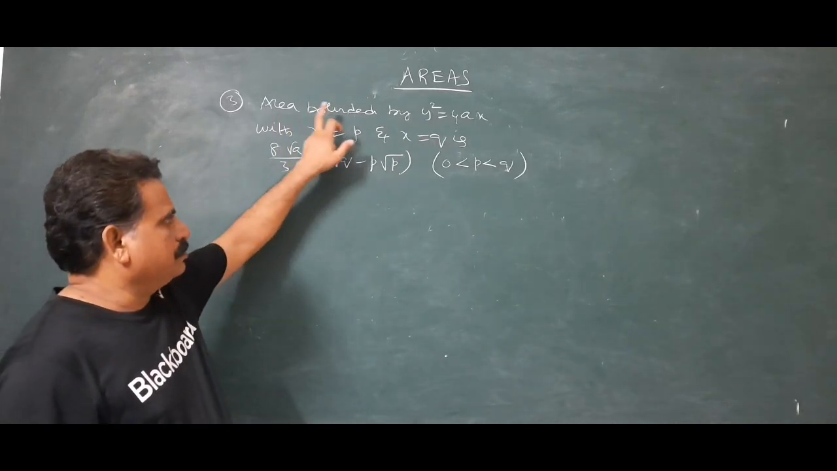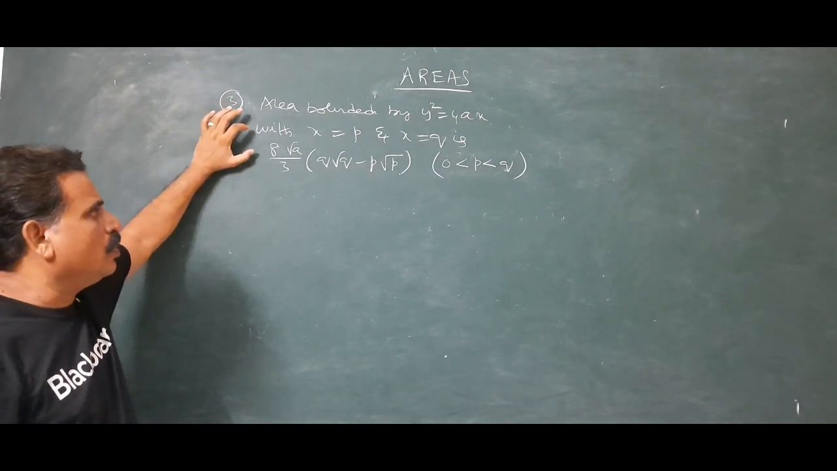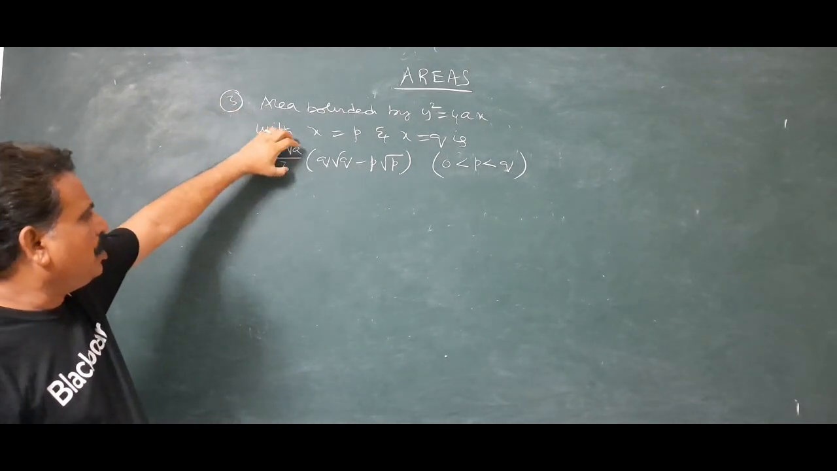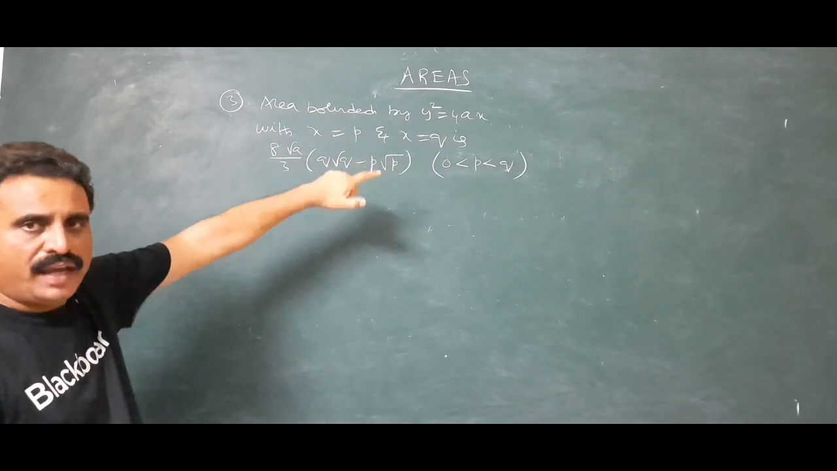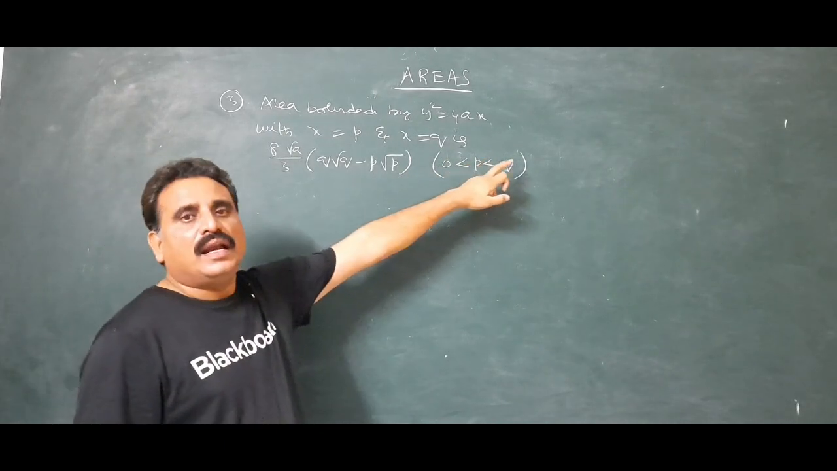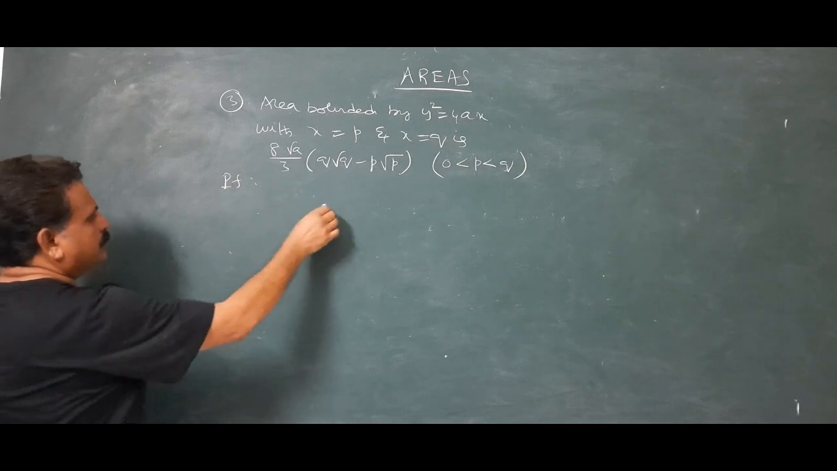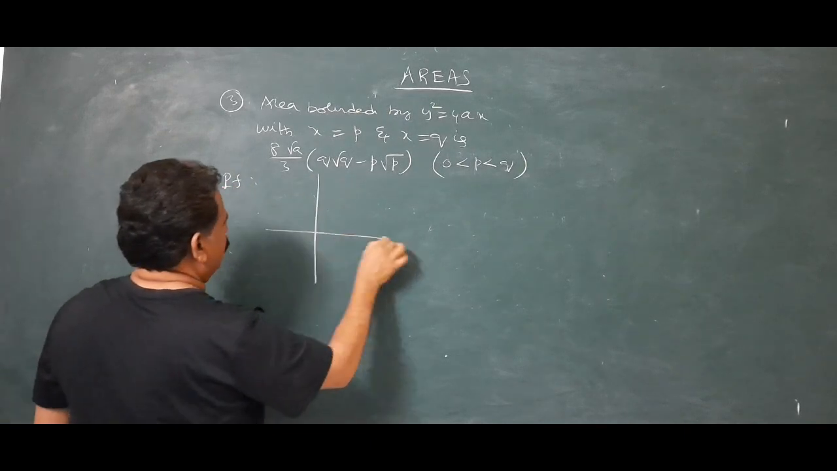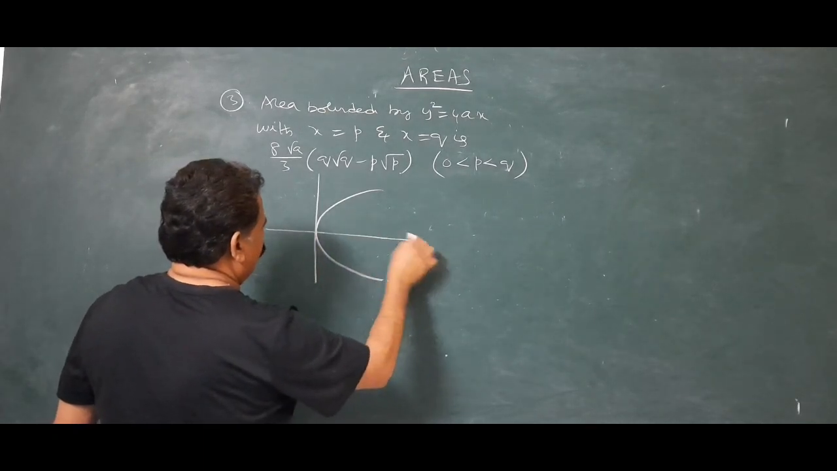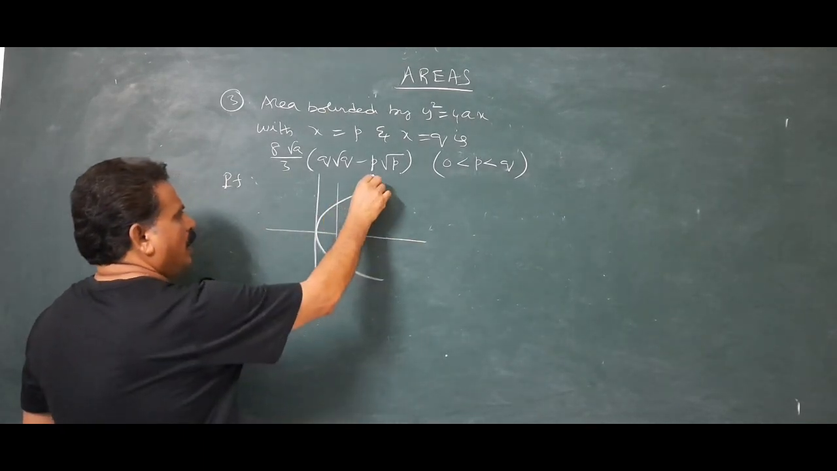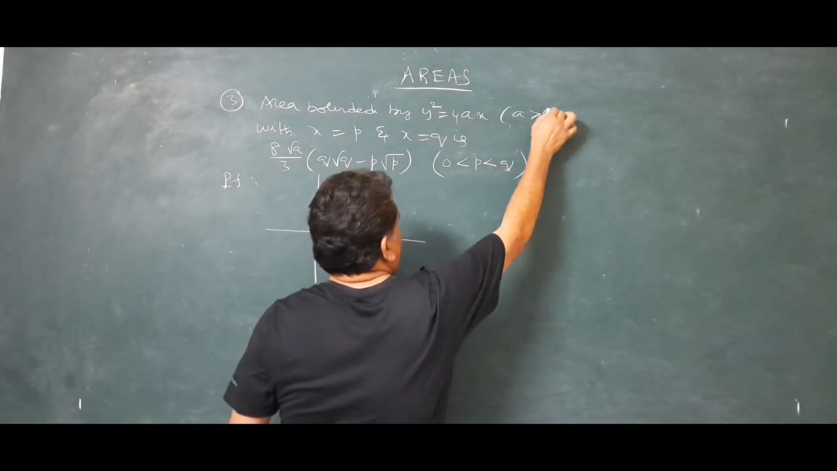Area bounded by y square equal 4ax with x equal to p and x equal to q is 8 root a by 3 into q root q minus p root p, where 0 less than p less than q. Very simple proof. It is the third point. Y square equal to 4ax is the right hand parabola. X equal to p and x equal to q. Here the parabola, you take that a as greater than 0, like this.